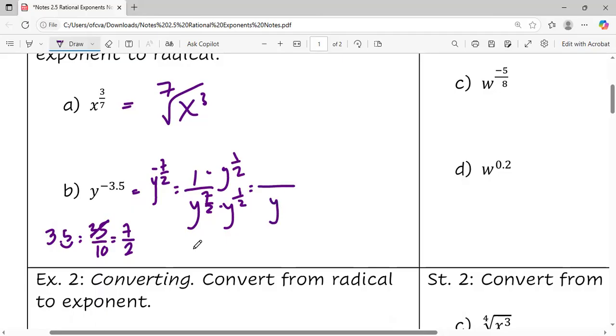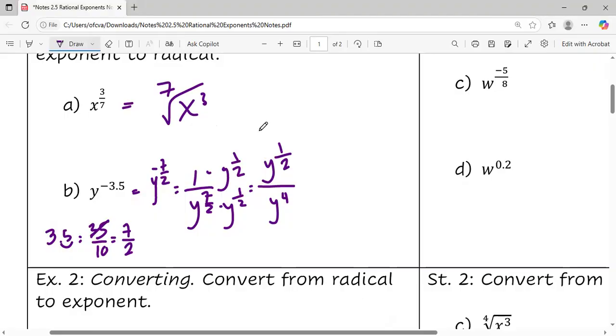So that gives you y to the 4th on the bottom. On the top, you basically have 1 times y to the 1/2. So that gives you y to the 1/2. But remember that the instructions were telling you to convert from exponent to radical. So the last part of this is to take this and change it to radical form.